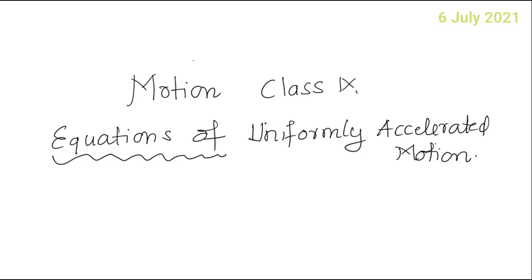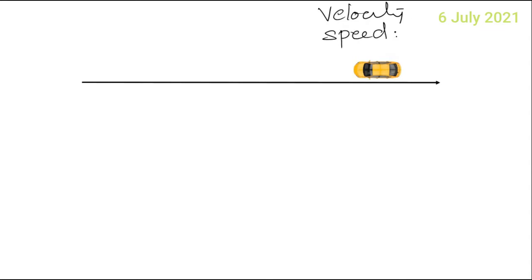To start with, we need to recall the meaning of uniformly accelerated motion. What do you mean by uniform acceleration? Let us suppose a car is moving on a straight line. In 9th class we are working on situations where the vehicle is moving in a straight line. So when the car moves with a velocity, the velocity and the speed are both the same here because the vehicle is moving on a straight line. So either I can call this velocity or speed.